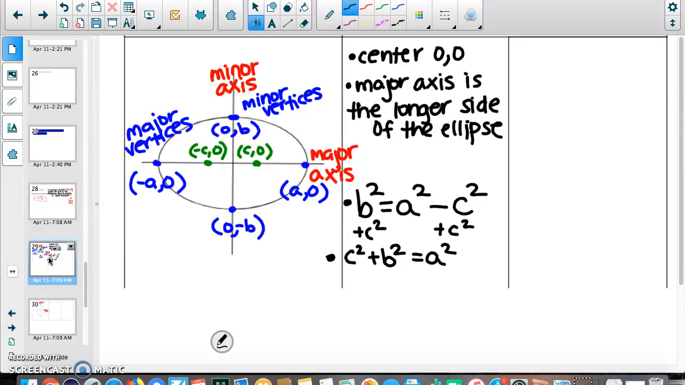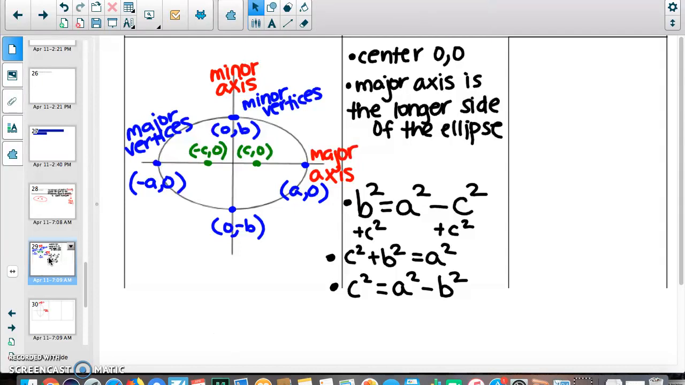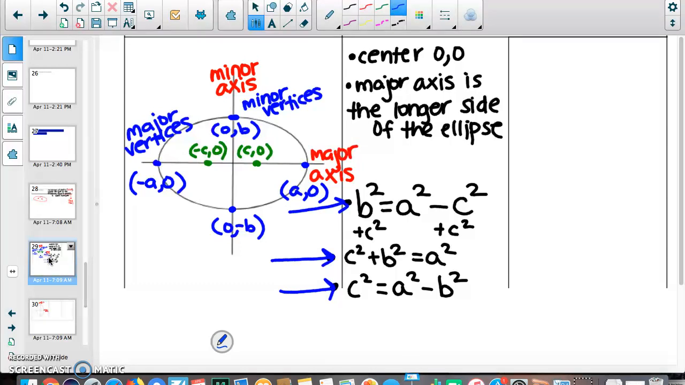Right? If I add C squared to both sides, and then what would happen if I subtracted B squared from both sides? I would get this. So those are just different versions of the same equation, and based on the information you have, you might want to use all or a specific one, right?